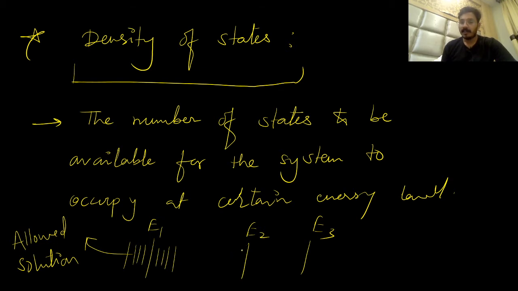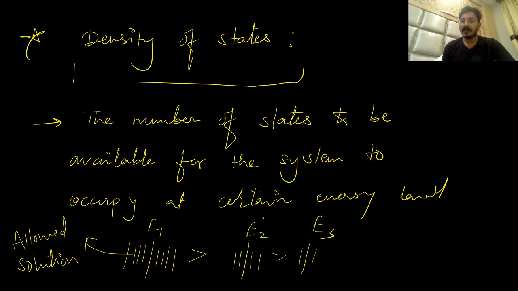Okay, in the same manner, let's say there are less states available here that can be occupied by the system, then we will say that density of states for the energy level E2 is less than E1. Okay, or E2 is less dense than E1. Okay, the same manner, let's say there are very less states that can be occupied at energy level E3, then we can say the density of states is very less in case of E3. So density of states is greater for E1, then E2, then E3. Okay, so this is the definition of density of states.